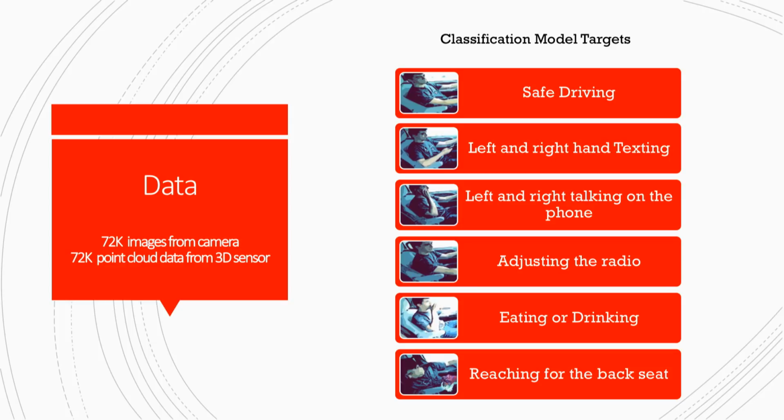So you have the safe driving, and then you have the texting, the phone, adjusting the radio, eating or drinking, reaching for the back seat. We had a couple more. We had talking to somebody behind, and we had grooming, which we kind of removed later for a couple of reasons. Because grooming did not really make sense for men who were in the data set that we were recording. It made more sense for the women.